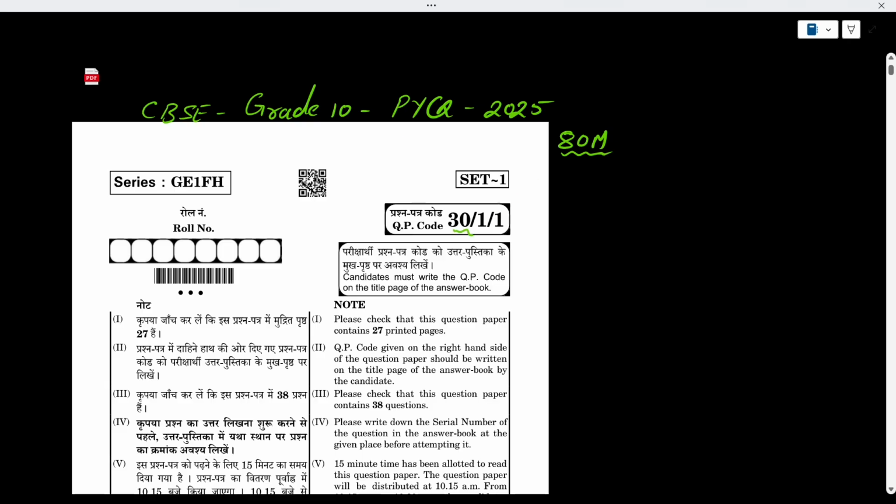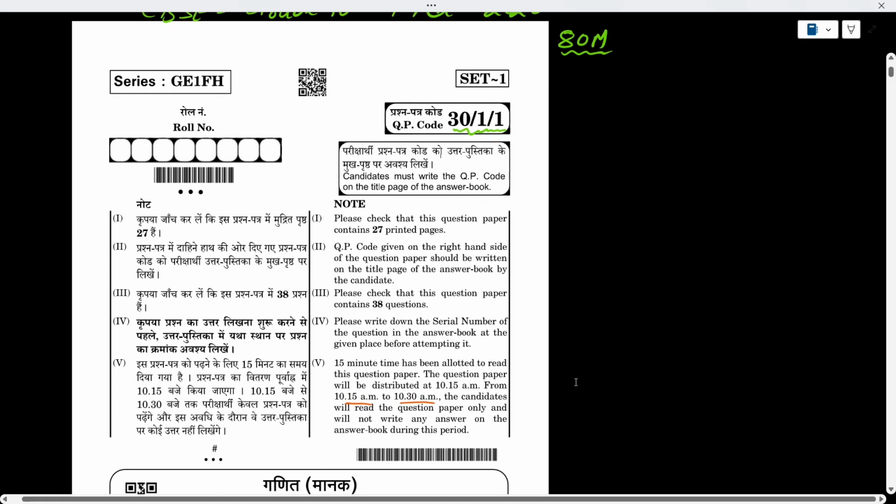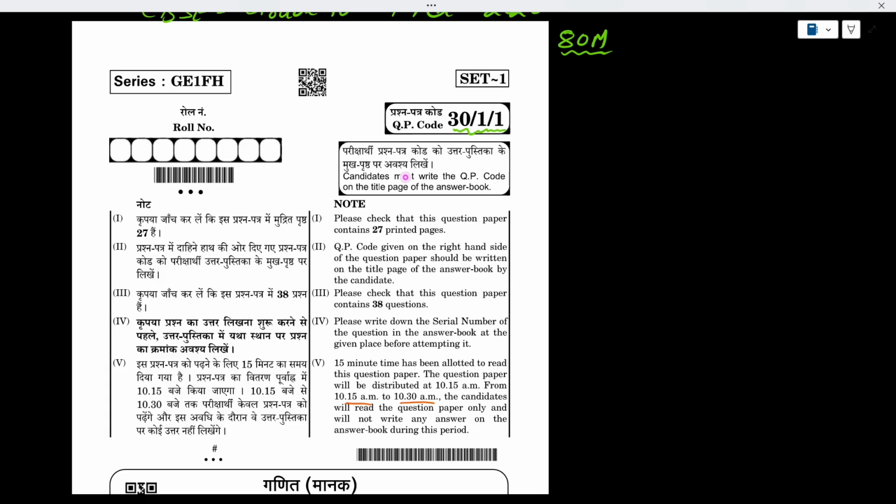This is 30, the question paper code. Now whenever you get this paper, you have to read the instructions carefully. First check what is written here. Please check that the question paper has 27 printed pages. Go through your question paper. If there is any mismatch, you need to tell the invigilator, right?